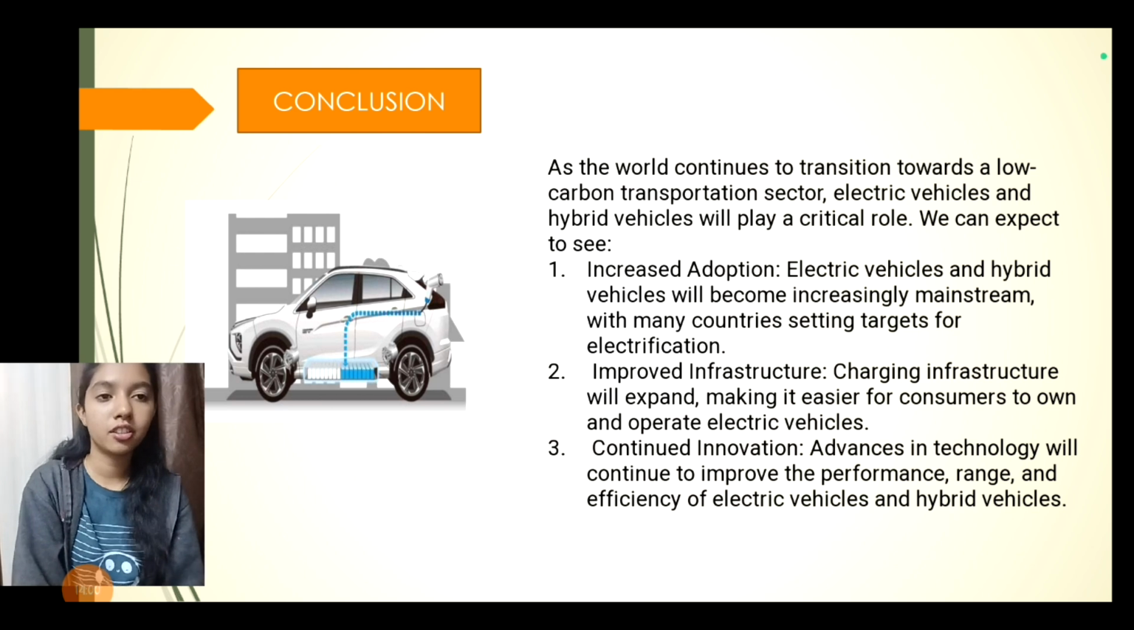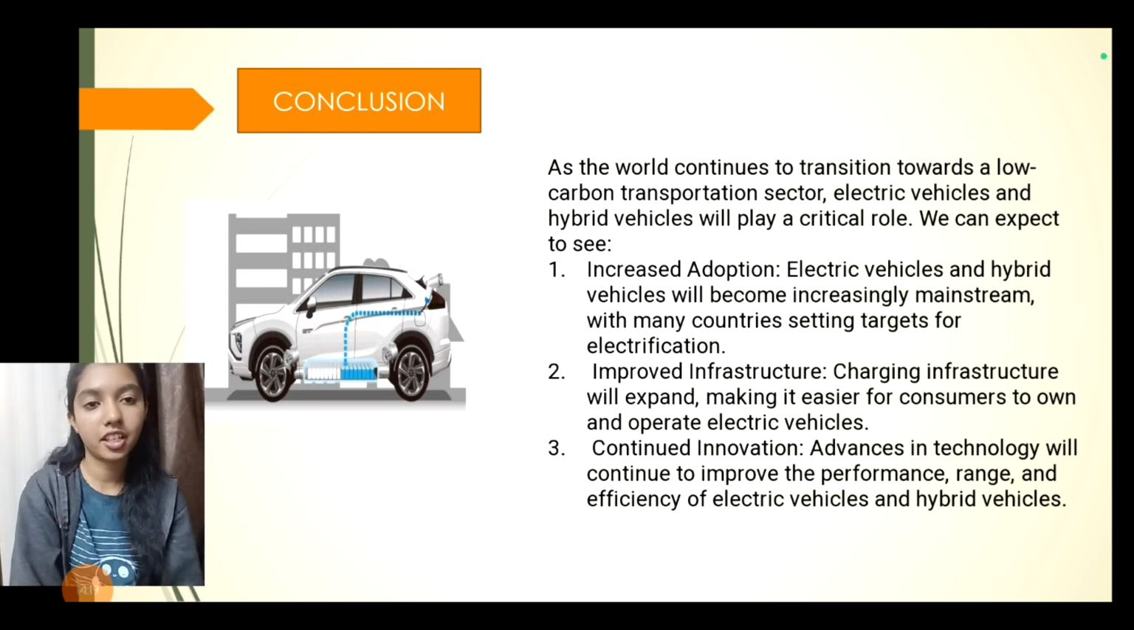Conclusion. As the world continues to transition towards a low carbon transportation sector, electric vehicles and hybrid vehicles will play a critical role. We can expect to see increased adoption. Electric vehicles and hybrid vehicles will become increasingly mainstream, with many countries setting targets for electrification. Improved infrastructure. Charging infrastructure will expand, making it easier for consumers to own and operate electric vehicles. Continued innovation. Advances in technology will continue to improve the performance, range, and efficiency of electric vehicles and hybrid vehicles.